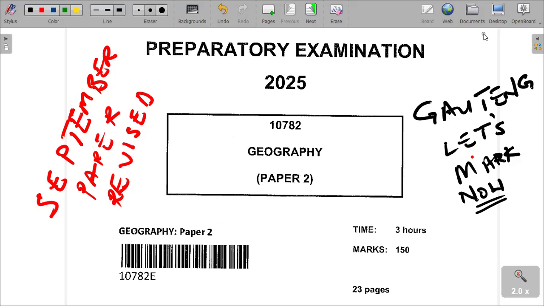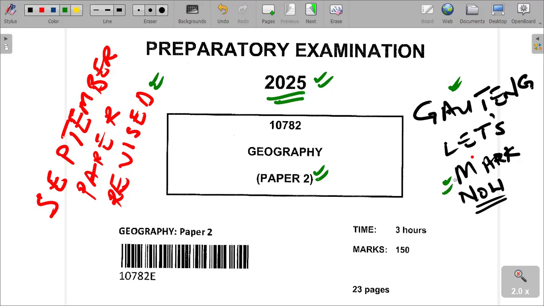I'm just happy that we are meeting again at this time where we are revising our last mock exam, our last rush paper of the year. We have been together from January. This is our last exam that we are writing now. Just take note, today we are working on preparatory examination 2025. Don't forget that we are revising Geography Paper 2, it's Gauteng province.